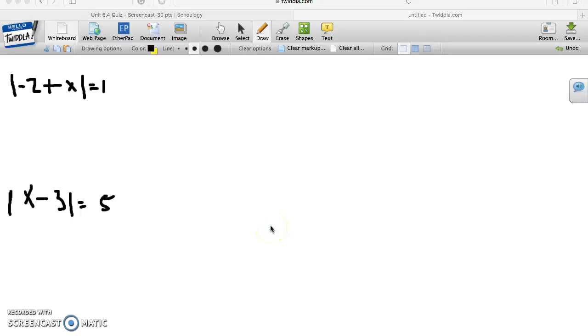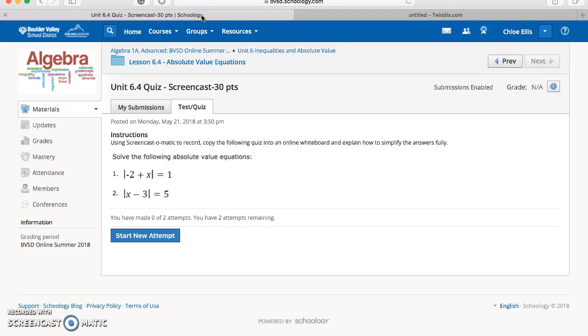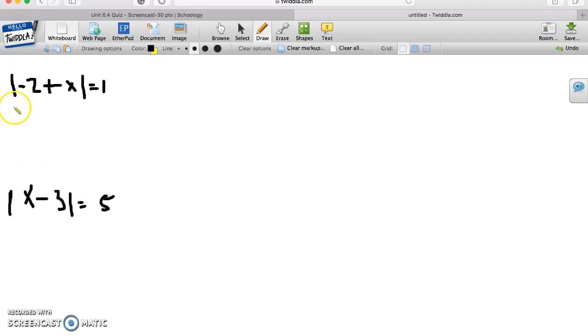Okay, so for number one, it's pretty simple. What we're just trying to do is solve the following absolute value equations. So what we can do is rewrite this as -2 plus x equals 1. But then the opposite of 1 is -1, and we need to do that too.